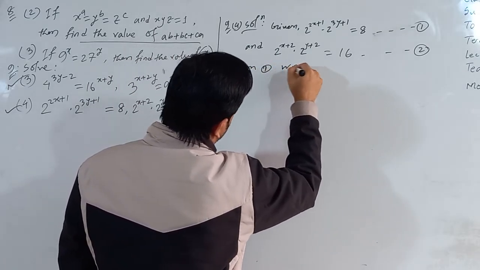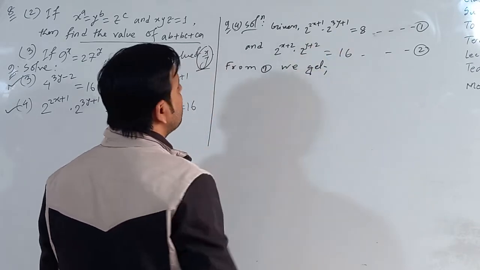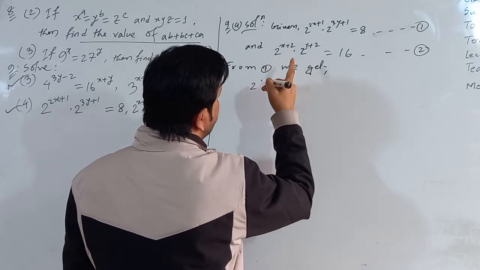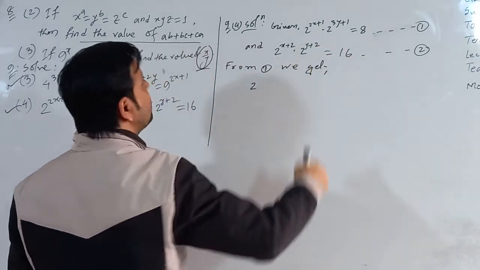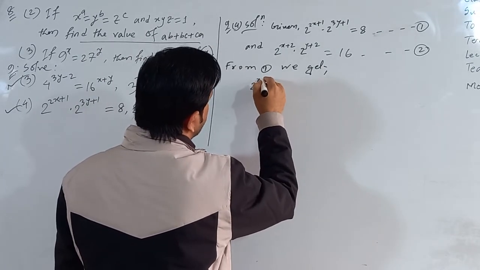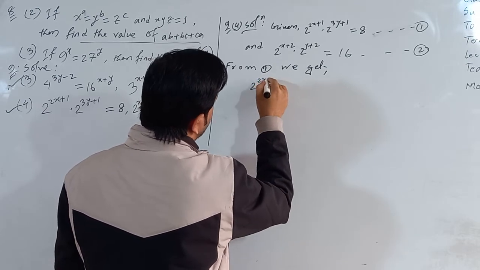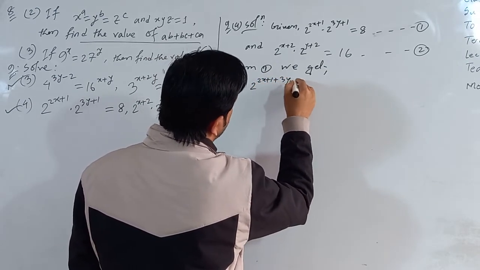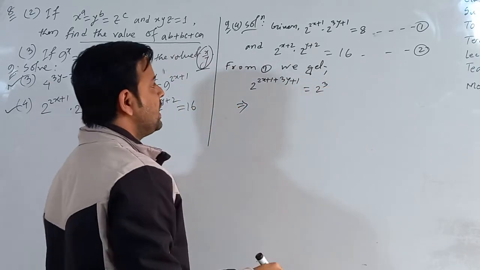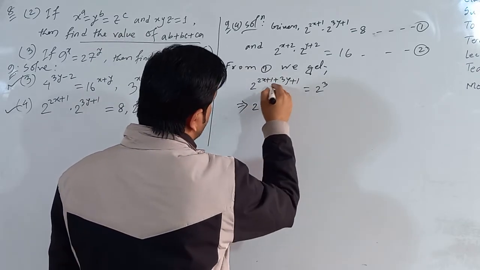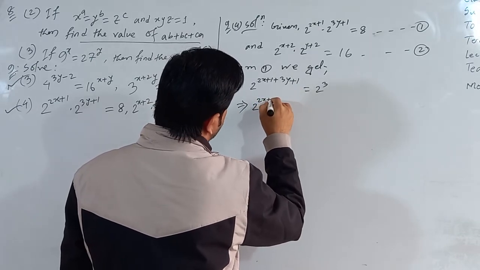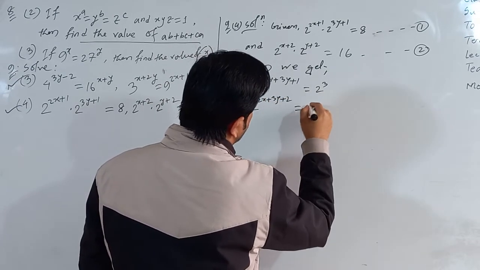Now from 1 we get, what will we get here? Equation 1 is 2 to the power 2x plus 1 into 2 to the power 3y plus 1. So we can write only 2 here and add the indices: 2 to the power 2x plus 1 plus 3y plus 1, that is equal to 8, which means 2 cube. So we can write 2 to the power 2x plus 3y plus 2 equal to 2 cube.